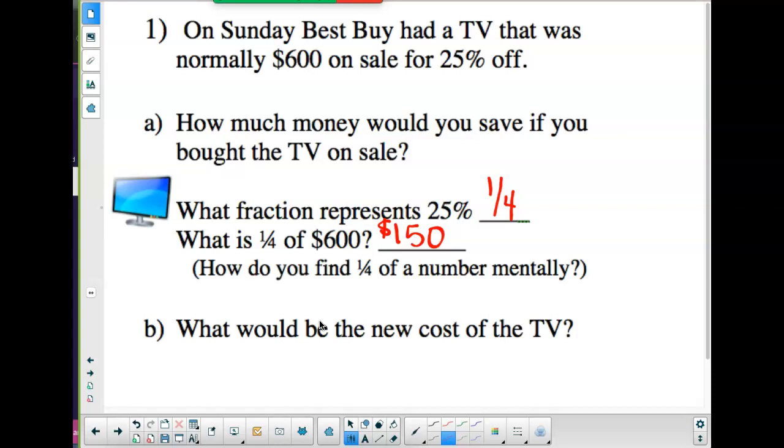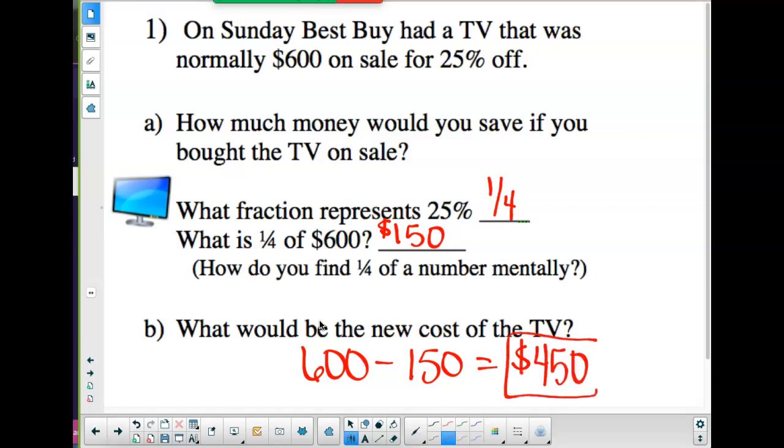How would we find the new cost of the TV? Caleb? What if you just subtract 150 from 600? Yeah. 600 minus 150. Well, 600 minus 100 is 500. Minus another 50. The new TV would be $450. Okay, you saved 25%, which was $150. You would have to pay $450. Questions there?